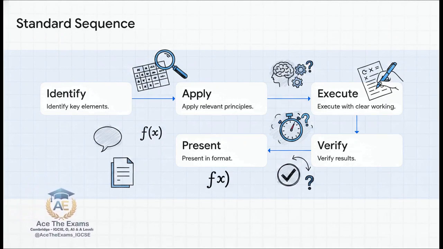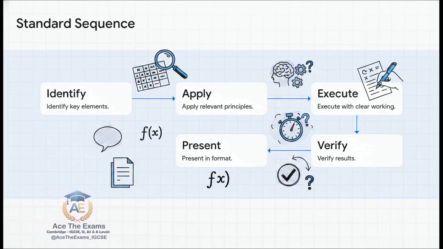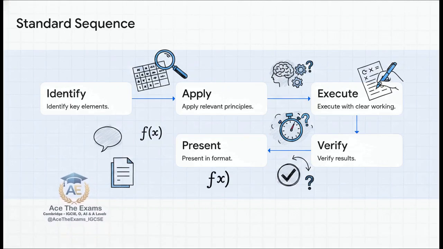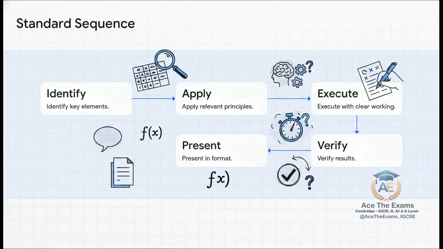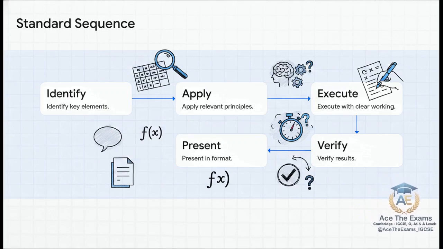Step 2. Apply relevant principles. You recognize that performance is a function of clock speed multiplied by bus width per cycle. Step 3. Execute analysis. This is where you actually do the math. Step 4. Verify if the answer makes logical sense. And Step 5. Present your final answer using that PEEL structure we just talked about. This 5-step algorithm guarantees you won't miss any of those crucial mark-earning details.